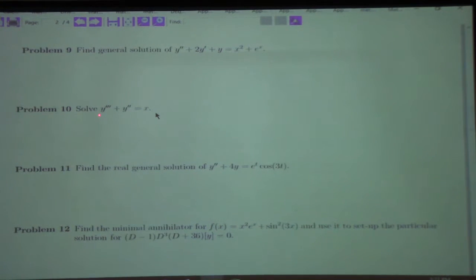So this is third order. Look at that, the triple prime. And then, yeah, there you go, double prime. This one actually is pretty nice. It's got some overlap, but it's not too bad.